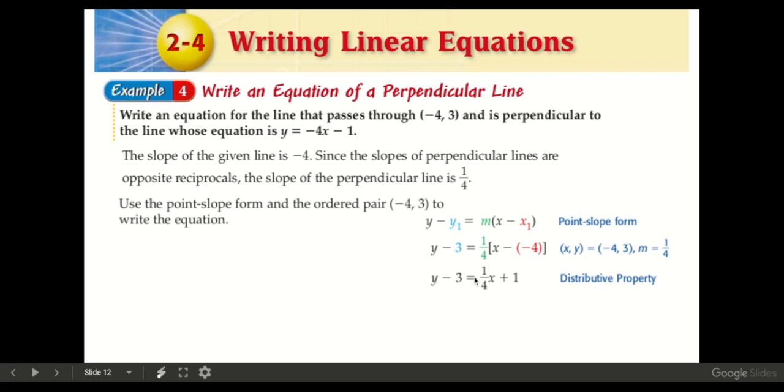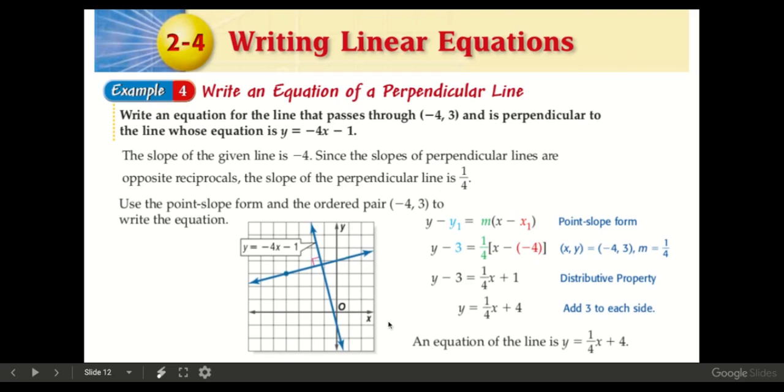1/4 times x is 1/4 x. These two negatives become +4. So 1/4 times 4 is 1. And then I'm going to go ahead and add 3 to both sides, and I get y equals 1/4 x plus 4. So that would be the equation to the line in slope-intercept form. Y equals 1/4 x plus 4. So it's got a slope of 1/4 and a y-intercept of 4.